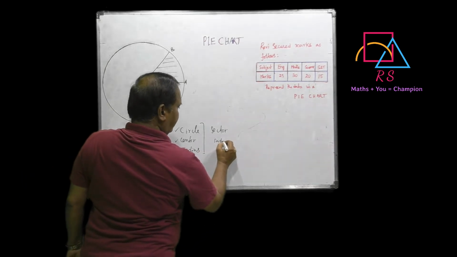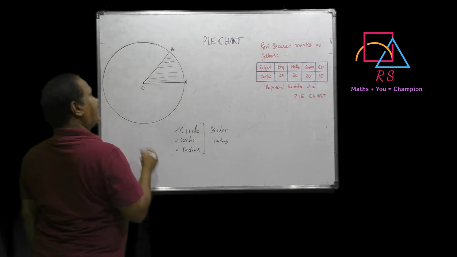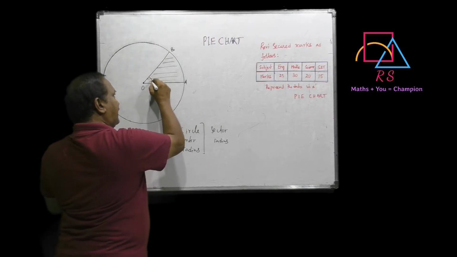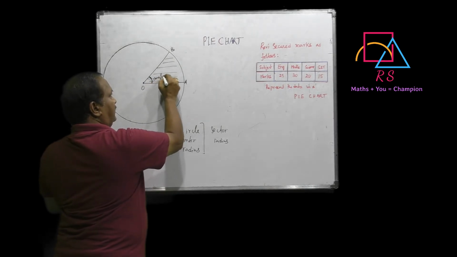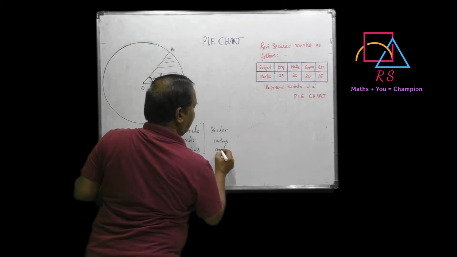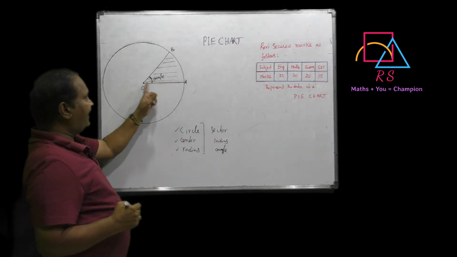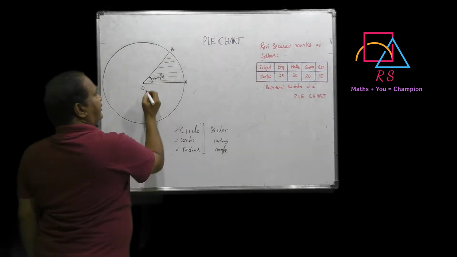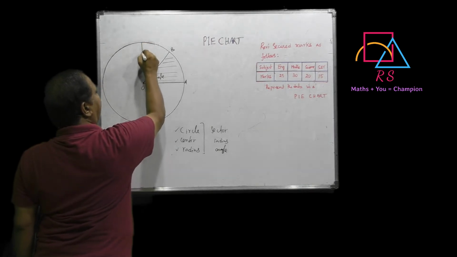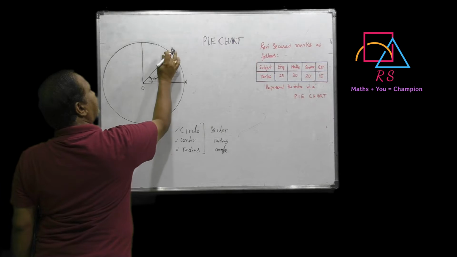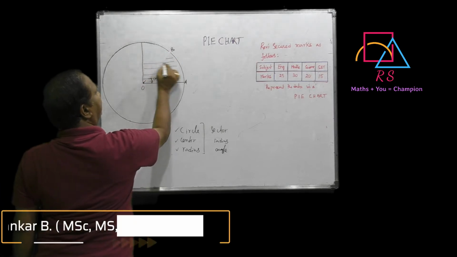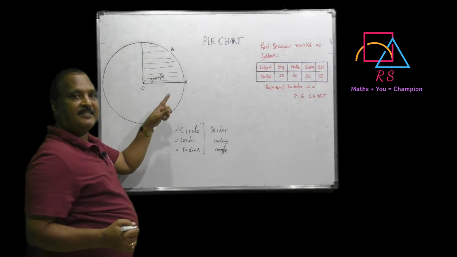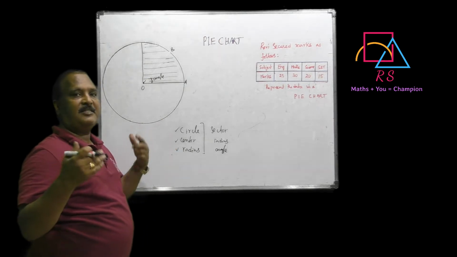Then in this, the radius is also there. OA is the radius, whether you take the big sector or the small sector. And there is one more thing, that is nothing but the angle. So this angle also should be known to you. This angle will decide the size of the sector. How much area is there, this angle will decide. Suppose this angle is bigger, 90 degrees, then the sector will become bigger. So by increasing or decreasing the angle, the sector will become bigger or smaller.